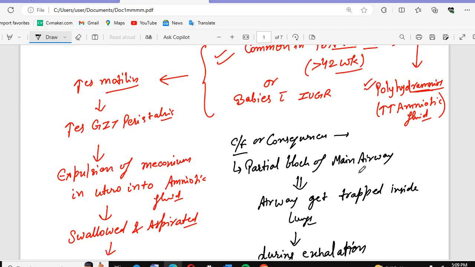So we have partial blockage of the main airway when the meconium is aspirated, and that aspiration is done through the nose and the trachea.